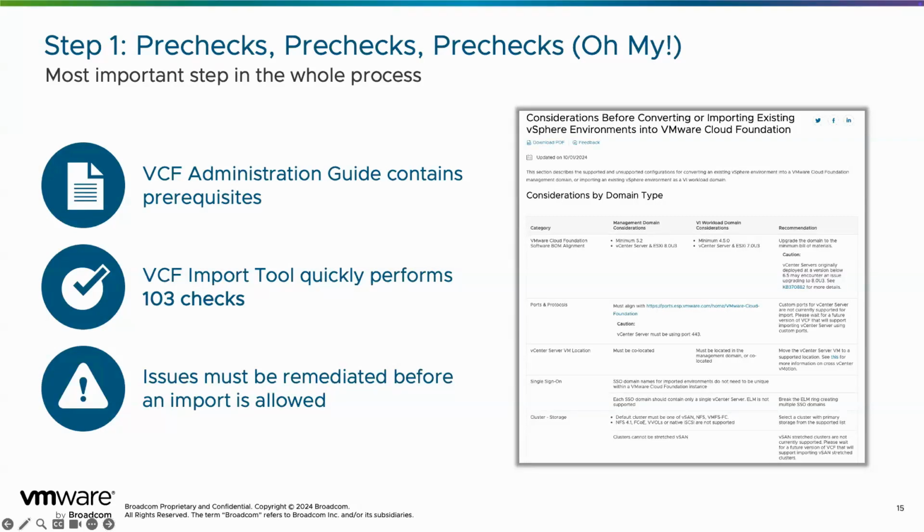But because there are quite a few different things, the import tool actually has a check feature built right in. Right now in the 5.2.1 version there are 103 checks that it goes through. This allows you to see exactly what you would need to fix or change in your environment to meet the requirements of being able to import.